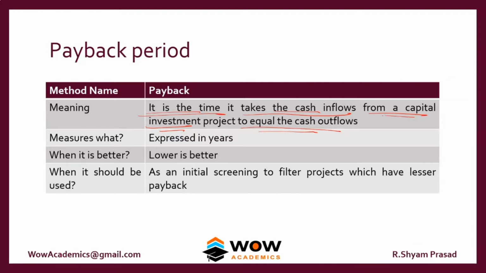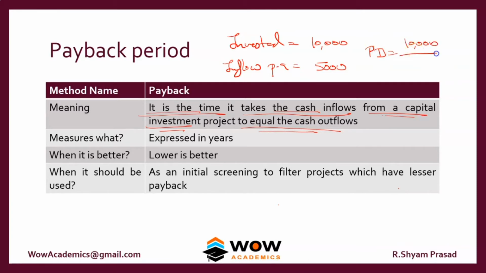Assume that you have invested around 10,000 rupees in a project, and the inflow per annum from the project is 5,000. So what is the payback? Payback is simply 10,000 divided by 5,000. The answer comes to 2. So that is the payback. How is it measured? It is expressed in years. This 2 is 2 years.